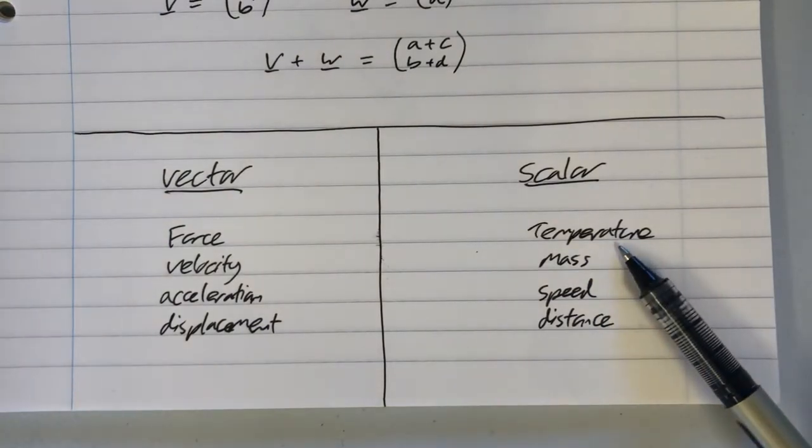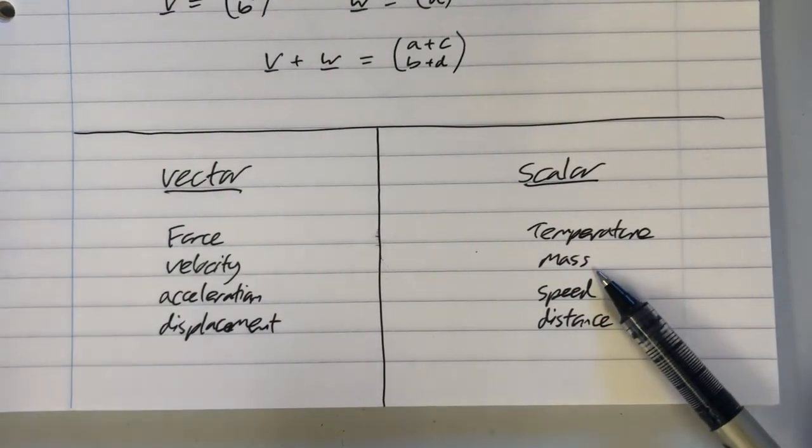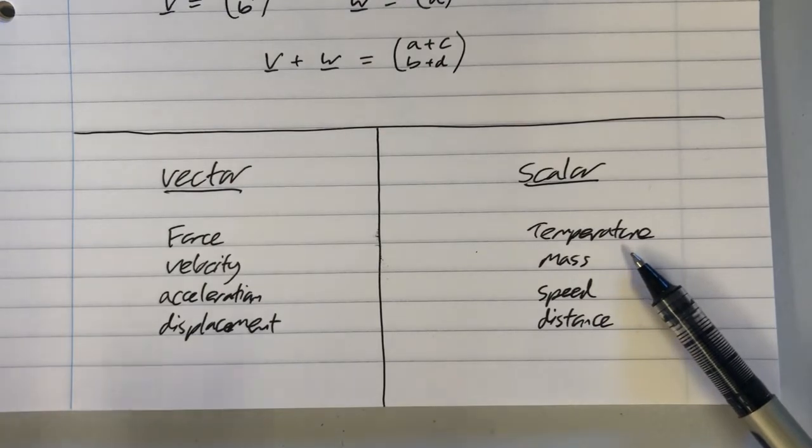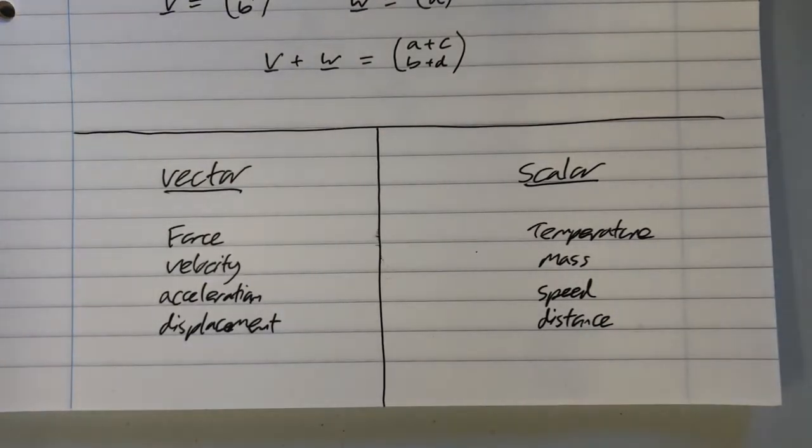The scalar, temperature, for example, or mass, it doesn't make sense for an object to be 5 degrees Kelvin upwards. That makes no sense. It doesn't have a direction. It is just a magnitude. It is 5 degrees Kelvin. That is it. A mass, 20 kilograms. It doesn't make sense then to have a direction on that.